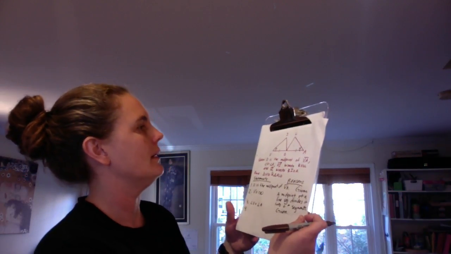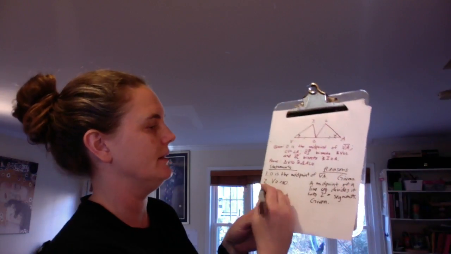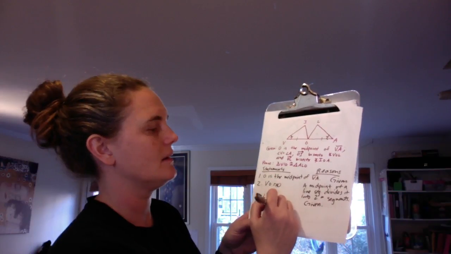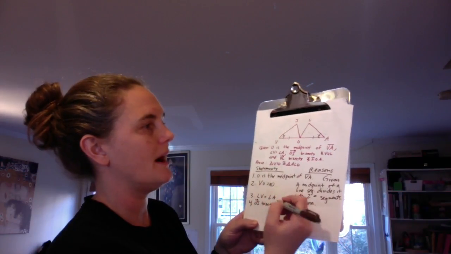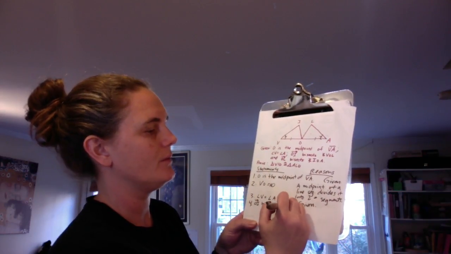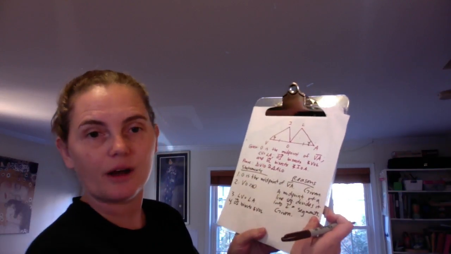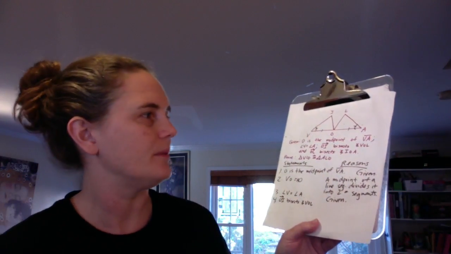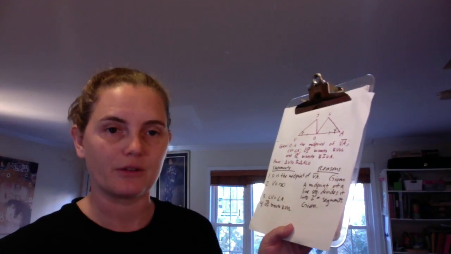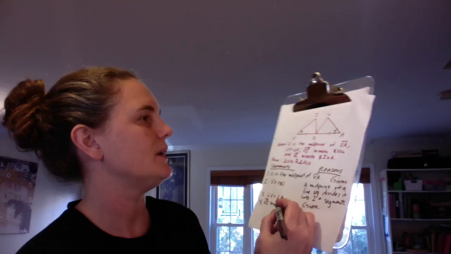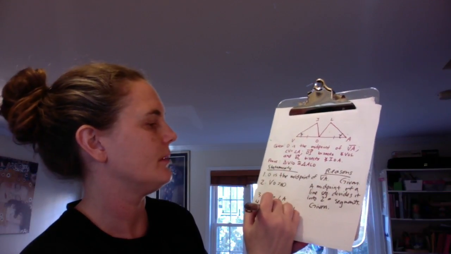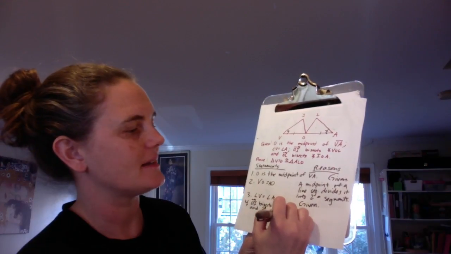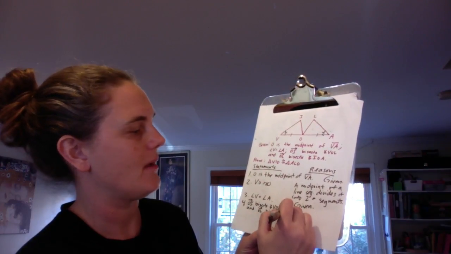OI bisects VOL. All right, last given. OI bisects VOL. I'm not going to draw that information yet. We'll need another step before we can draw anything else. OI bisects VOL, and OL bisects IOA.